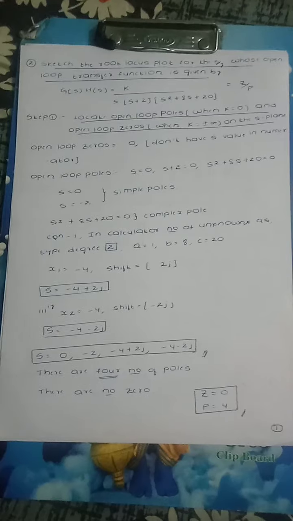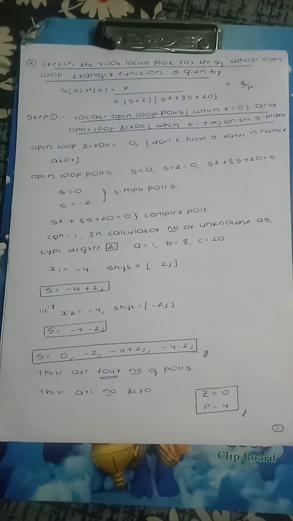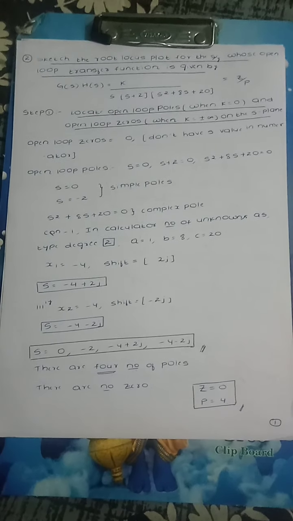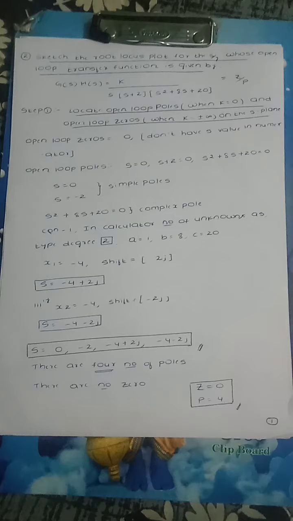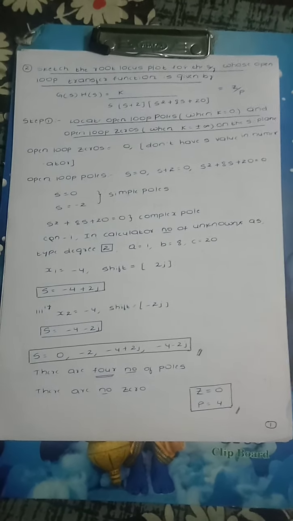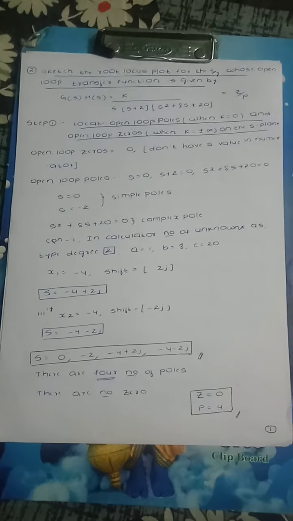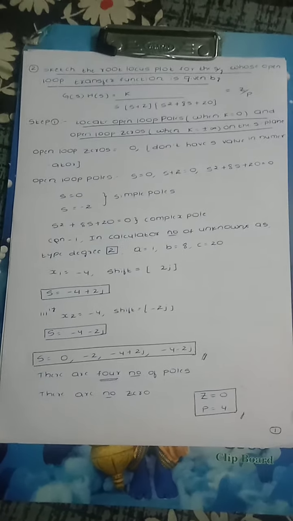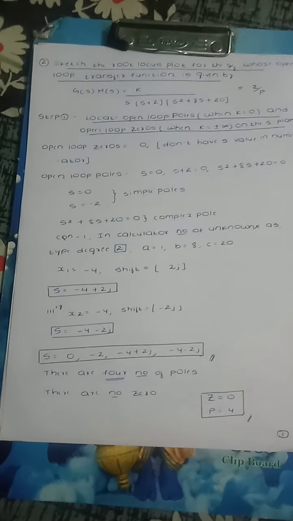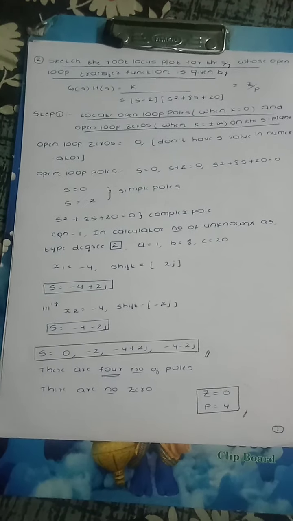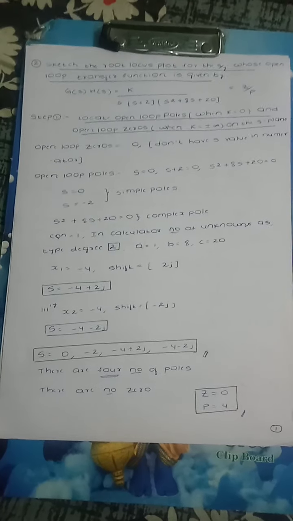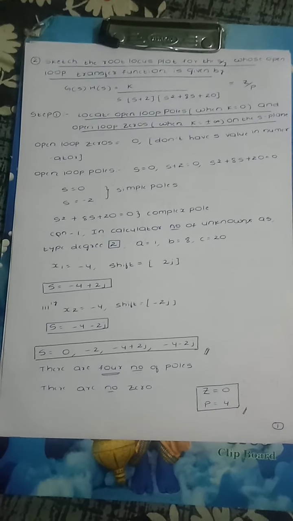Number of poles, we have the poles: one is a simple pole and one is a complex pole. Simple poles: first we can take s is equal to 0, second s plus 2 is equal to 0, and third one is a complex pole. Calculate in a calculator. Equation degree is 2, so a value 1, b value 8 and c value 20. First you will get x1 is equal to minus 4, and next you give shift equals, you will get the imaginary part, that is 2j. So I can take s is equal to minus 4 plus 2j. Similarly, x2 value you will get minus 4, and shift equals, you will get minus 2j, so minus 4 minus 2j.